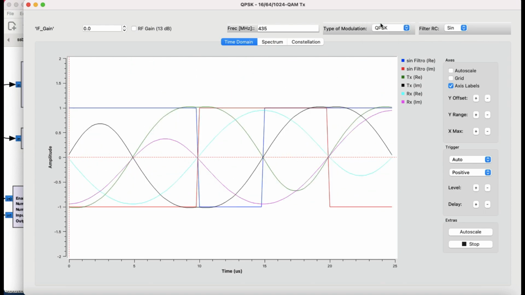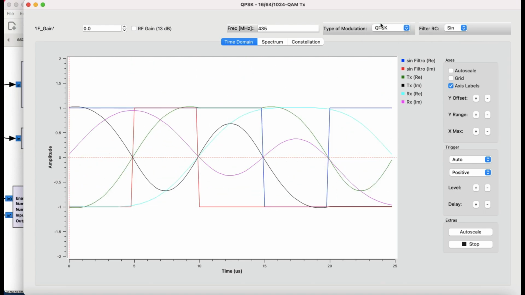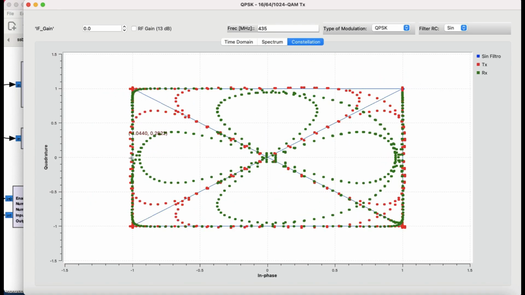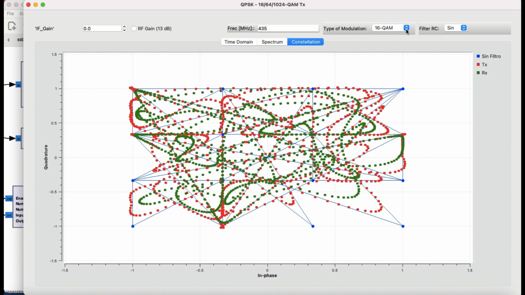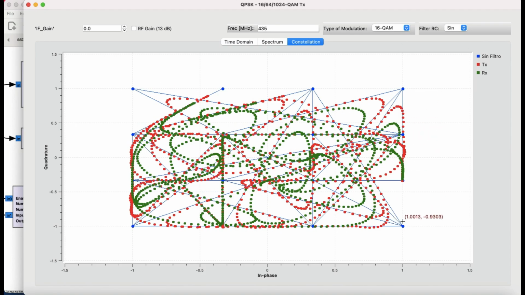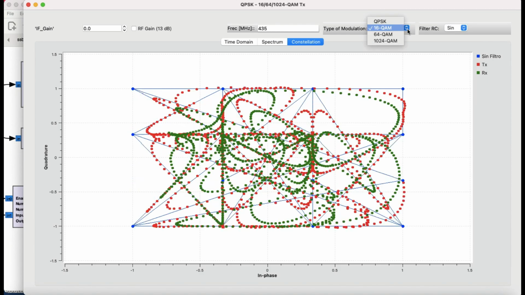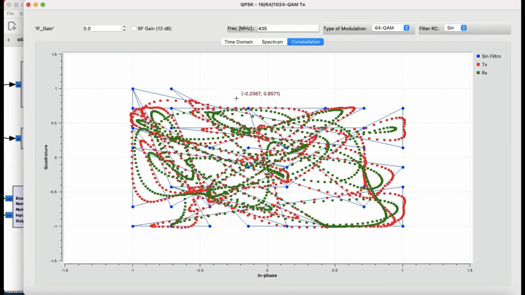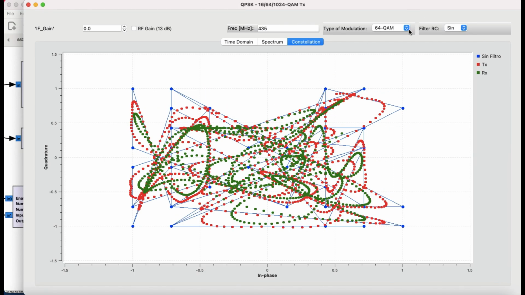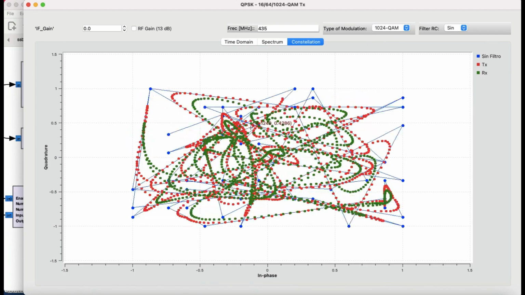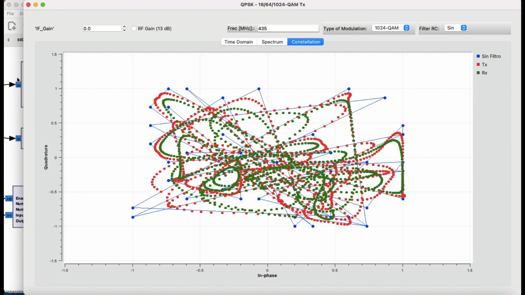Let's look at QPSK, because these are the two main extremes that we have. Quadrature phase shift keying has only 4 constellation points: 1, 2, 3, 4. With 16 QAM you have 16 main points, these blue points. Then you have 64 QAM, where you count these blue points, 1, 2, 3, 4, 5, and so on. And then you have 1024 QAM. This is what 1024 QAM looks like, because the points are very close to each other.